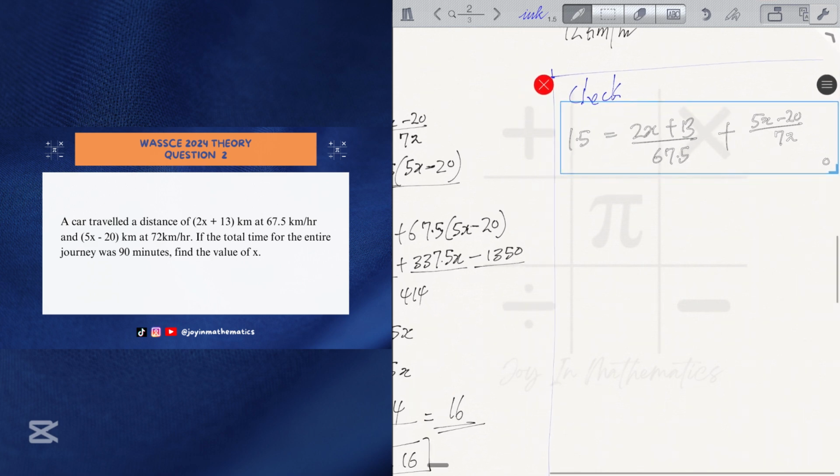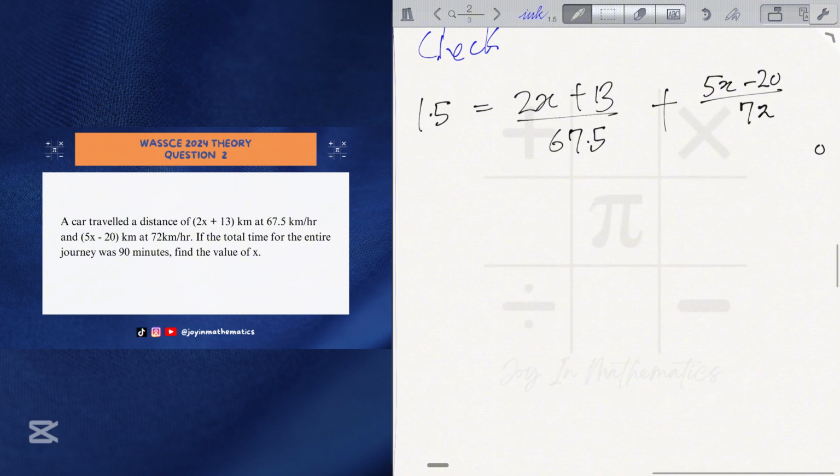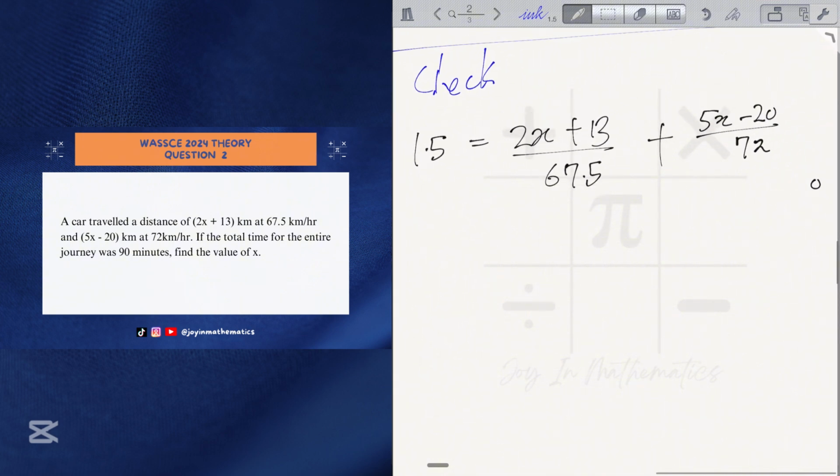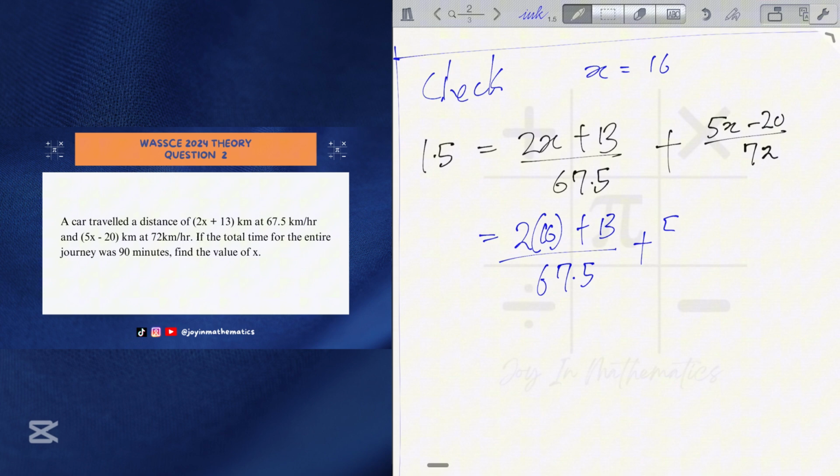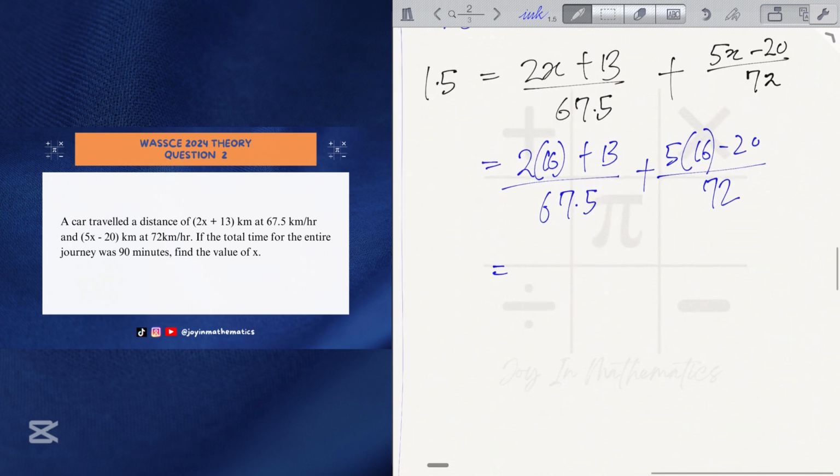plus 5x minus 20 divided by 72. Now we got the value of x to be equal to 16. So x is equal to 16. So all we just have to do is to substitute the value of x, 16, plus 13 divided by 67.5 plus 5 into 16 minus 20 divided by 72. 2 multiplied by 16 is equal to 32 plus 13 divided by 67.5.